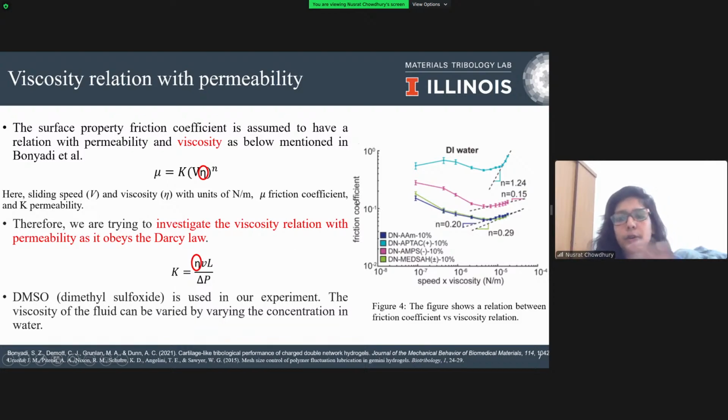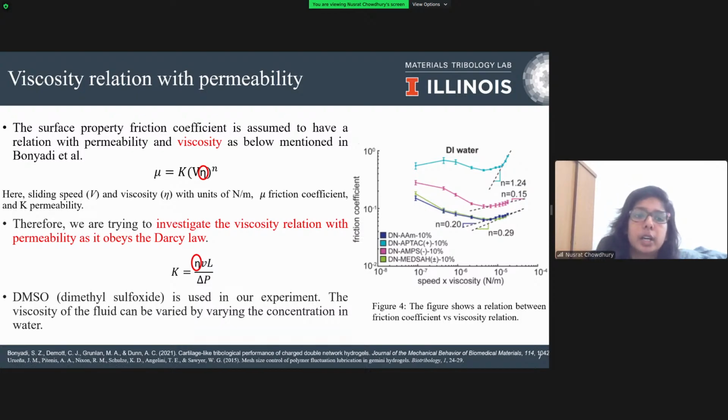The friction coefficient versus speed times viscosity shows a lubrication regime, and we are assuming there is some underlying mechanism working on it. Darcy's law also relates permeability and viscosity. That is why we are trying to find the viscosity relationship with permeability.